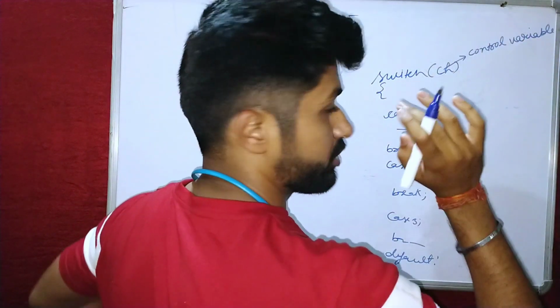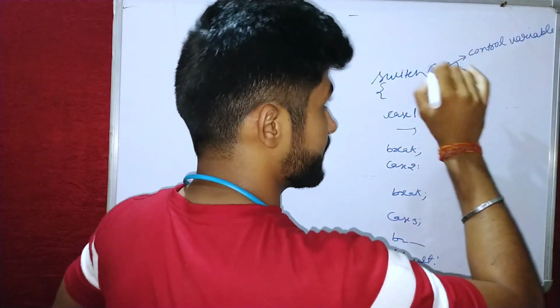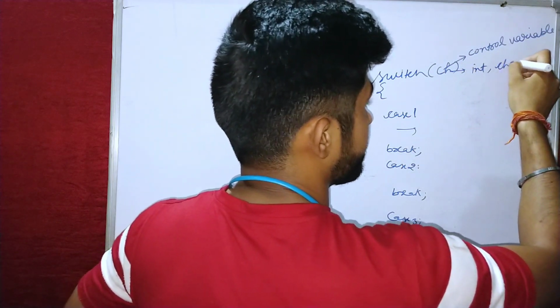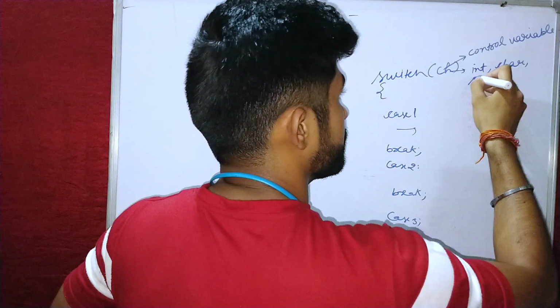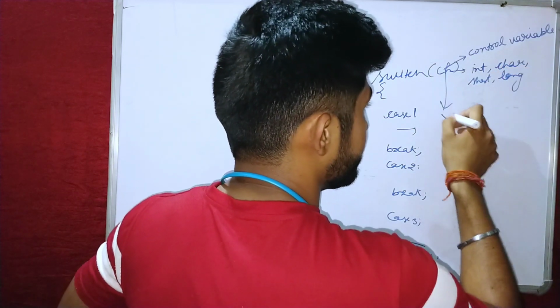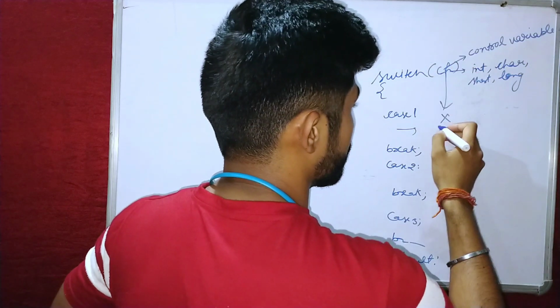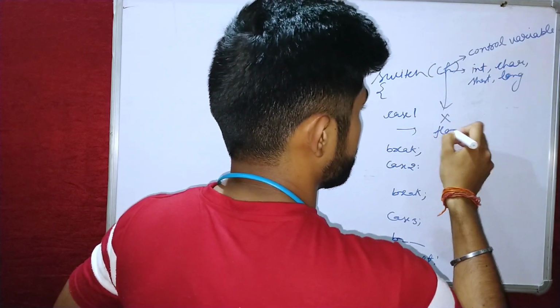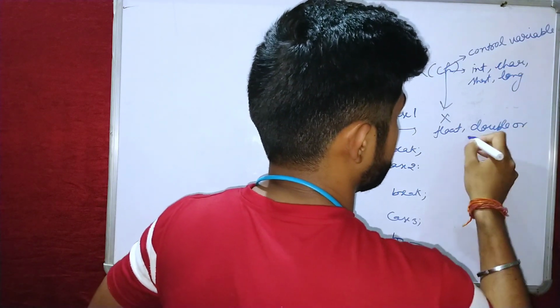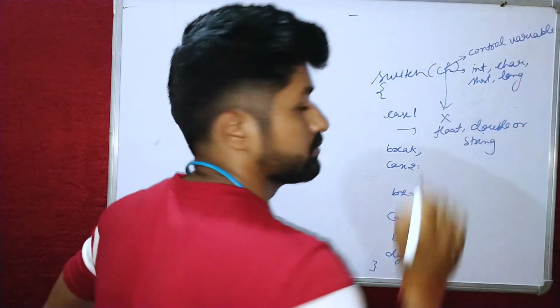See friends, this is the control variable. One more thing, the data type of the control variable can be int, it can be char also, it can be short also, long also. You can't take the data type of the control variable as float, double or string.